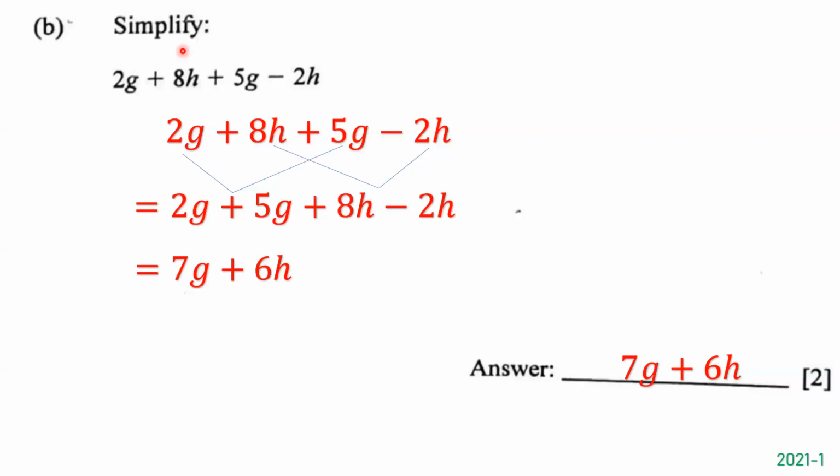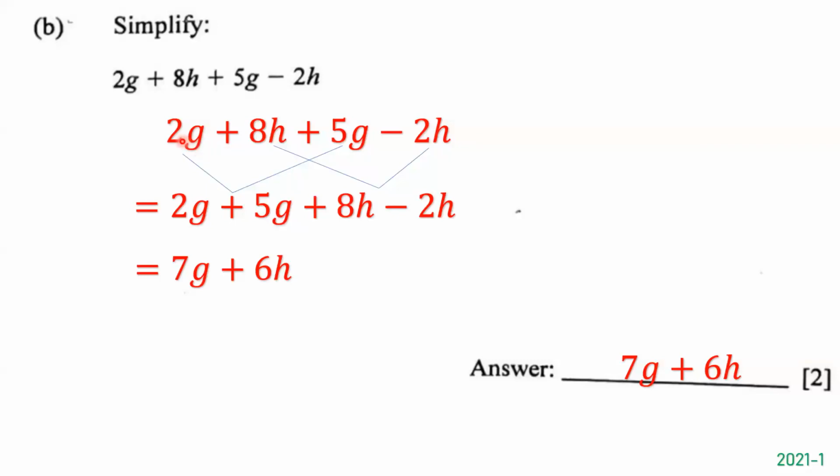That's the instruction, simplify. So we have 2g plus 8h plus 5g minus 2h. And the idea here is that we want to combine like terms with like terms. We can't add and subtract unlike terms, but we can add and subtract like terms. So only the ones that have the same variable, the same letter, can we group together and add them.